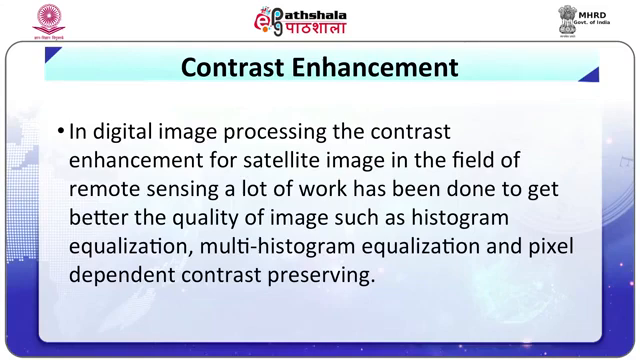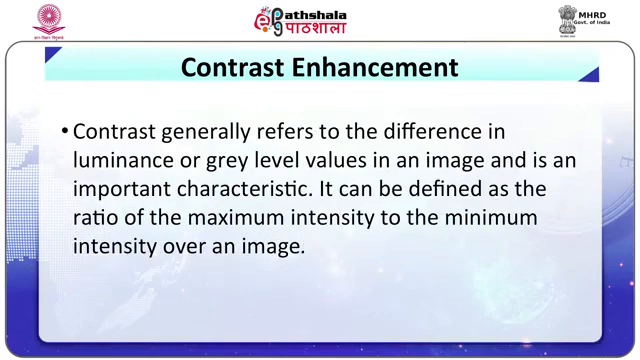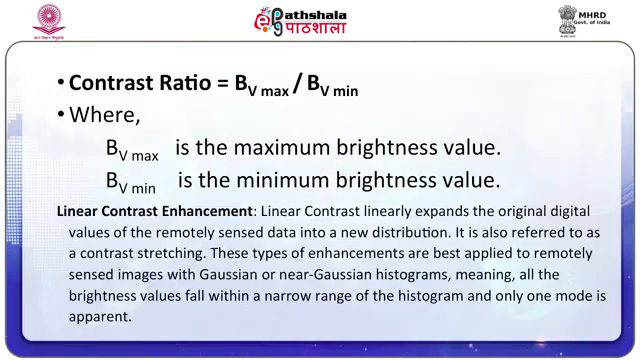In digital image processing, for contrast enhancement of satellite images in the field of remote sensing, a lot of work has been done to improve the quality of the image, such as histogram equalization, multi-histogram equalization and pixel dependent contrast preserving. Contrast generally refers to the difference in luminance or gray level value in an image and is an important characteristic. It can be defined as the ratio of the maximum intensity to the minimum intensity over an image. Contrast ratio is equal to BV maximum upon BV minimum, where BV maximum is the maximum brightness value and BV minimum is the minimum brightness value.